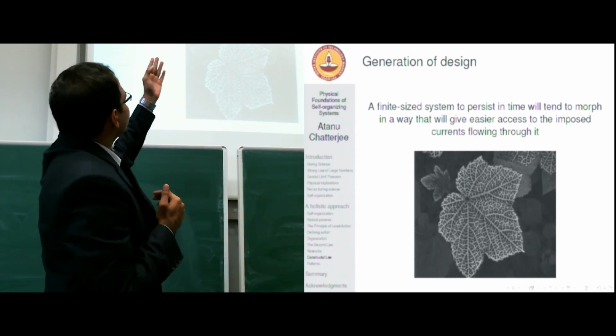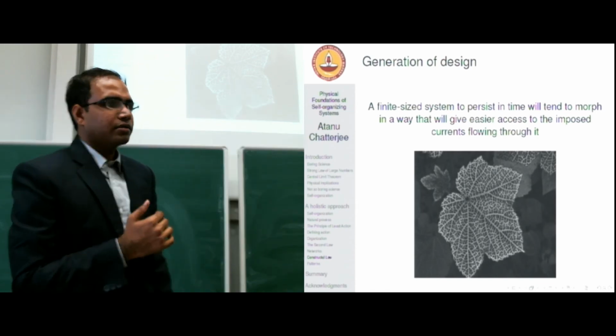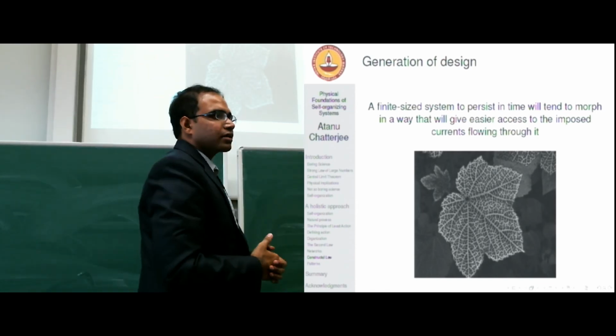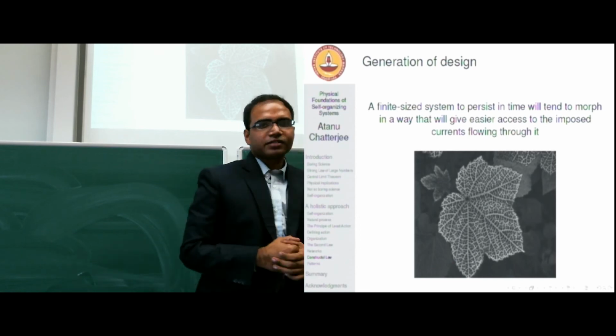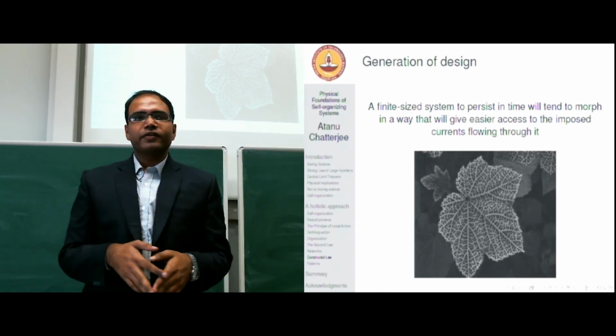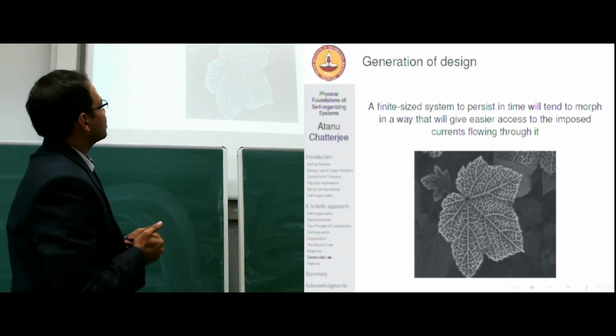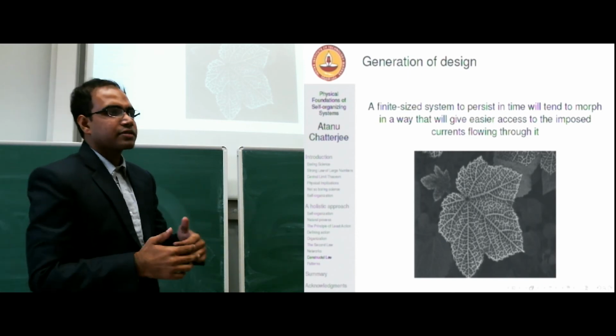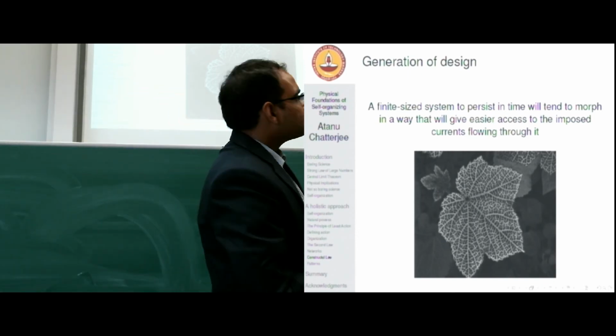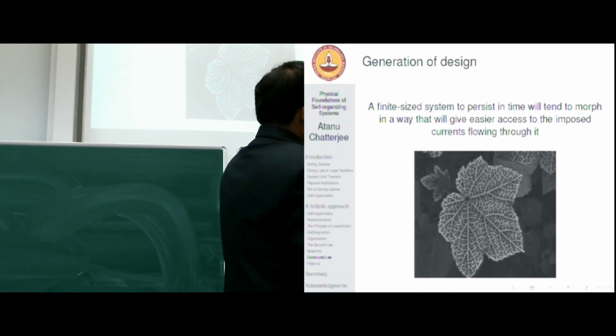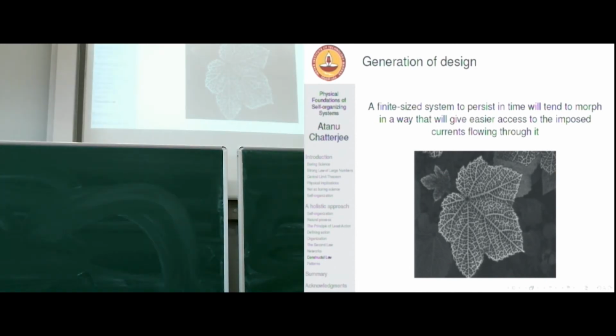This is actually the law that I am stating here, more commonly known as the constructal law: if a finite size system has a tendency to morph, and a tendency to persist in time, then it will morph in such a way that it will give easier access to the currents that are flowing through it.